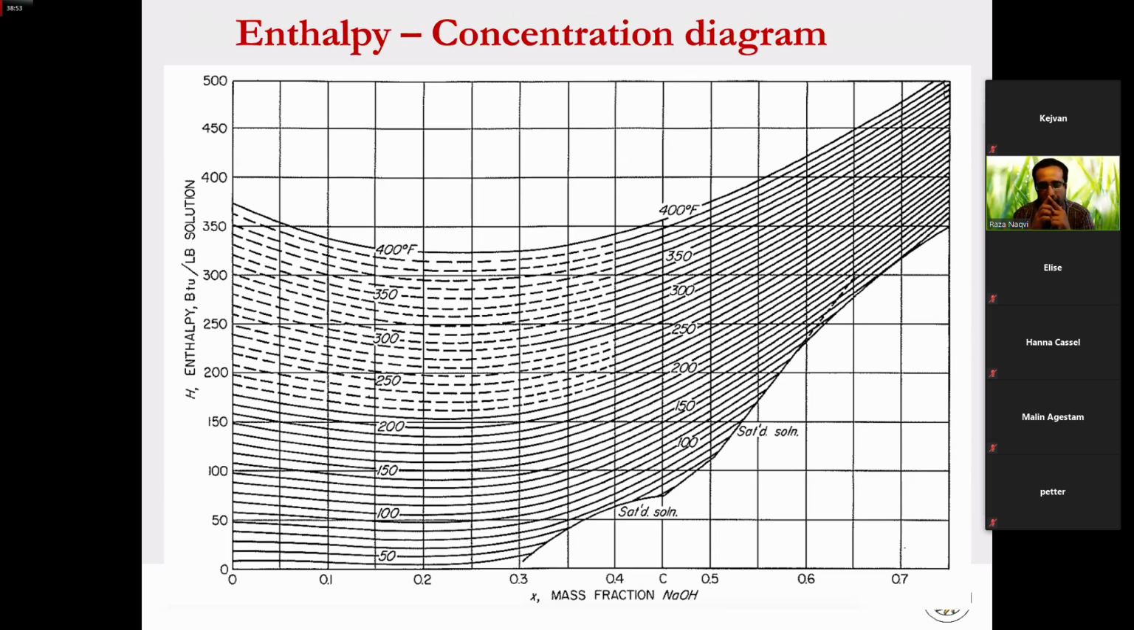In the canvas, I have also added another enthalpy concentration diagram, which is in SI units. So you will have a mass fraction, a temperature in degrees Celsius, and then an enthalpy of the solution in joules or kilojoules per kilogram of the solution. So it is up to you what kind of enthalpy concentration diagram you would like to use, either in British units or in SI units.